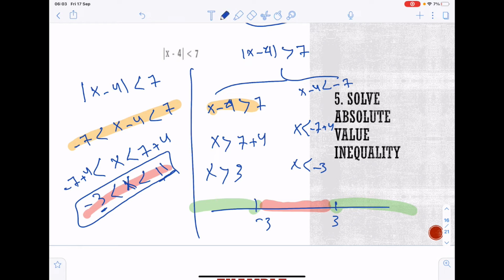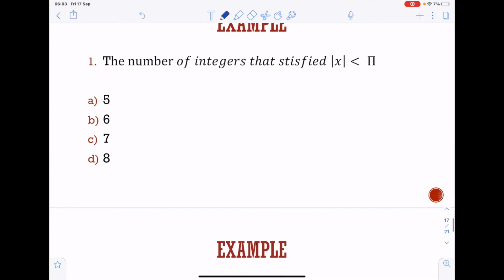Okay, of course, we do not include those two values because we don't have the equal sign here. Now, the number of integers that satisfy the absolute value of x less than pi. You know that the approximate value of pi is approximately 3.14.